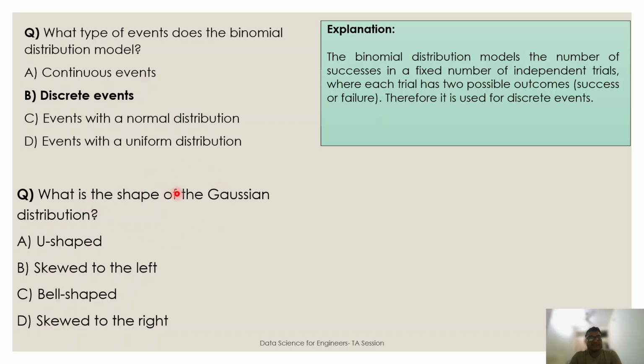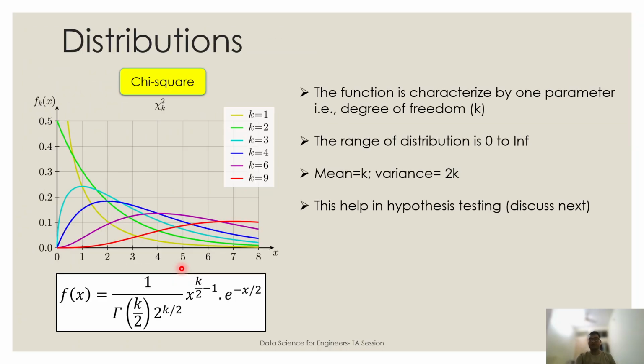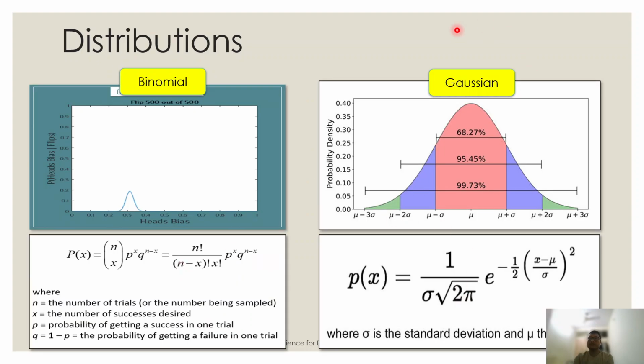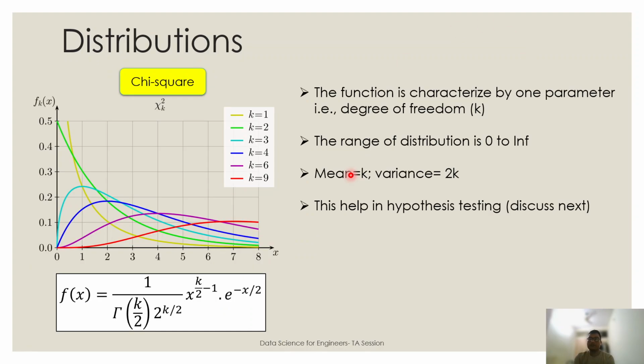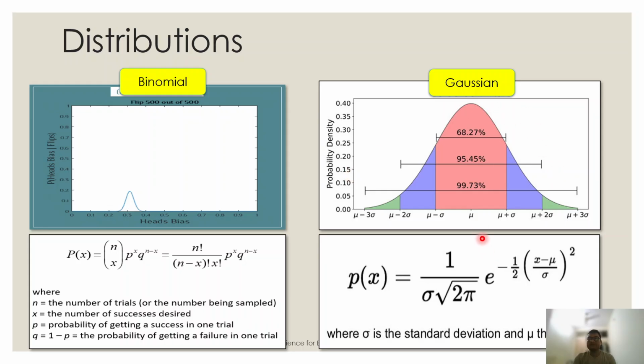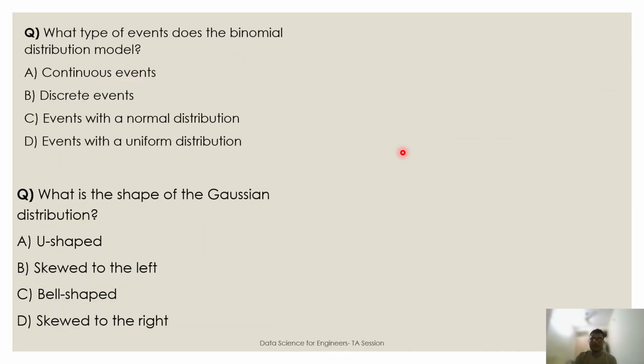Next one: what is the shape of the Gaussian distribution? We just saw the shape. This is the Gaussian distribution, and when its mean is zero and standard deviation is one, it is called the standard normal distribution. So what is the shape of this? U shape, skewed shape, bell shape, skewed to the right. Skewed means it will tilt to the left-hand side or the right-hand side.